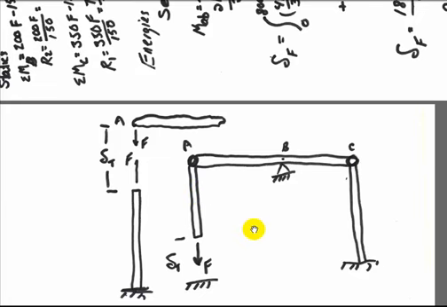Okay, and that's using Castigliano to first of all solve for an unknown redundant force, and then using that redundant force to calculate the deflection at a certain piece within the beam.